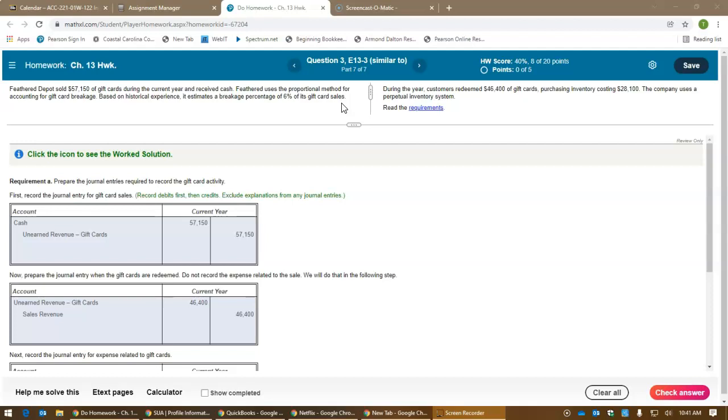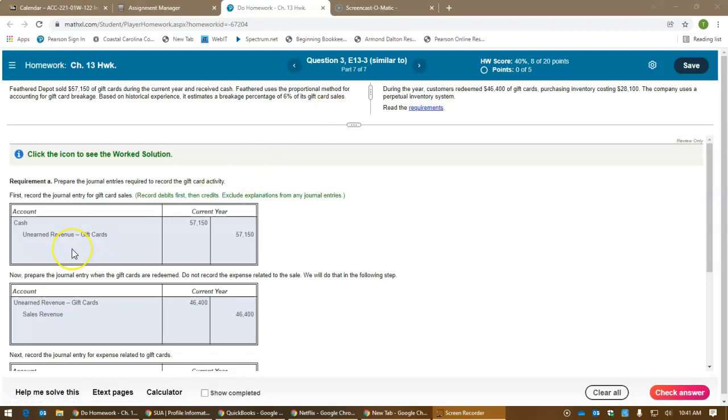So in other words, we always get gift cards and hopefully we always keep up with them, but there's a risk that you lose them. And this happens all the time. So that money to the company ends up being revenue if they don't redeem them. So based on historical experience, it estimates a breakage percent of 6% of its gift card sales.